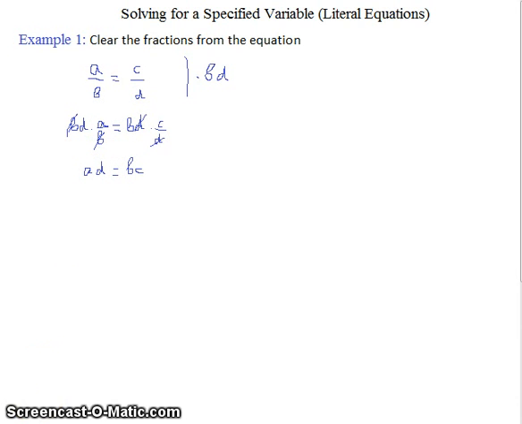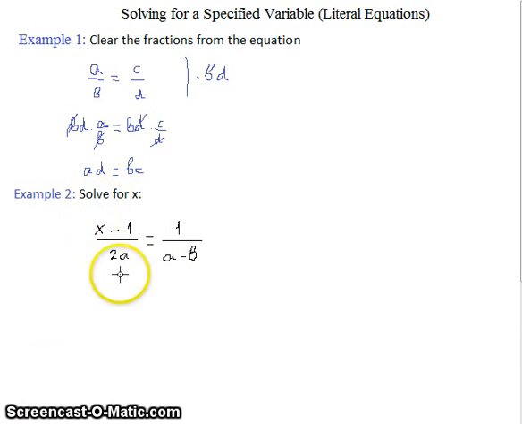Here's the next example. Solve the following equation for x. We see here three different letters, x, a, and b. That's why sometimes these equations are called literal equations. But the goal is to solve this equation for x. So we'll think that a and b are like numbers for us.